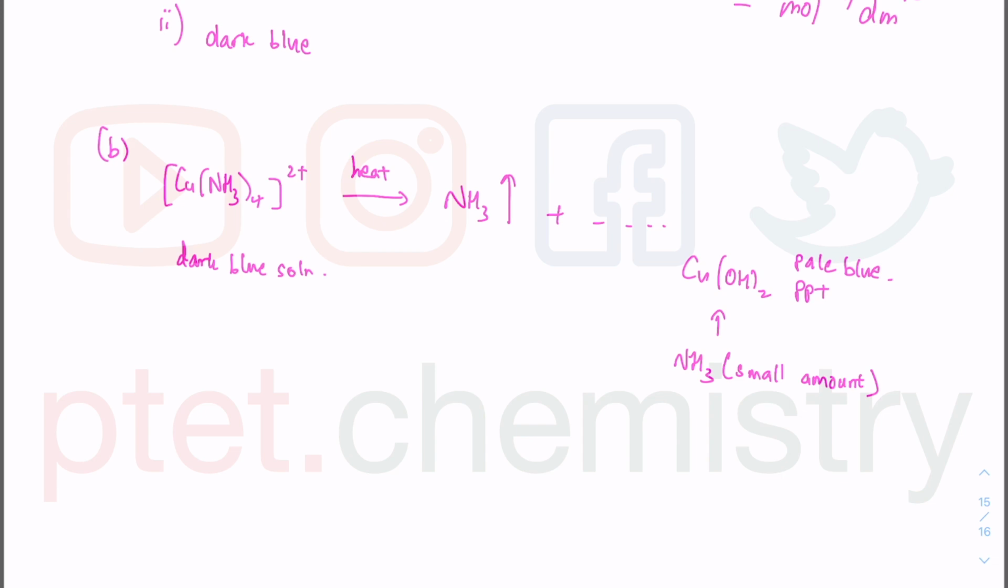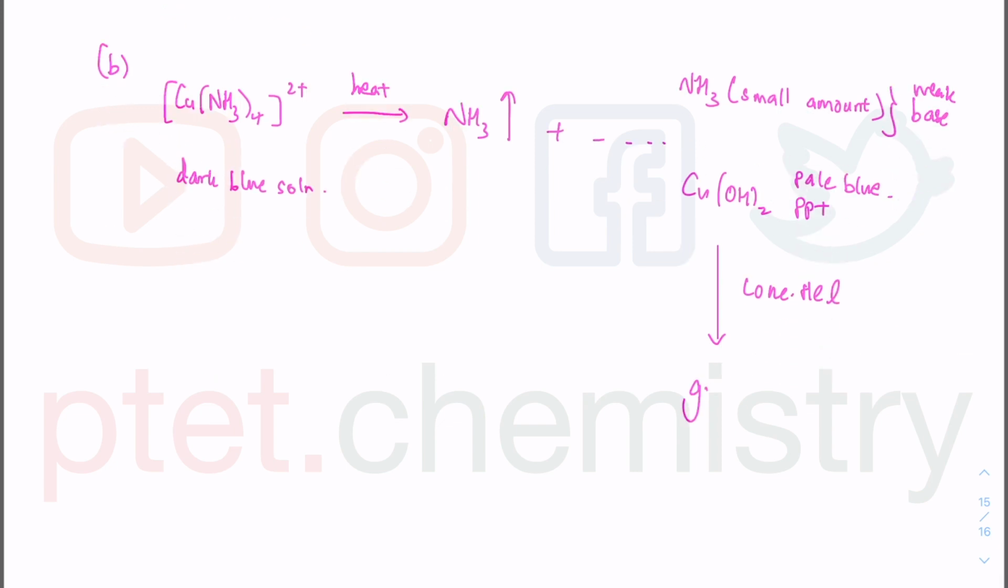NH3 in small amounts is a base, a weak base. What happens with this precipitate is you add in some concentrated HCl, then you will get a green complex. They don't tell you it's green, but this is actually a green complex.